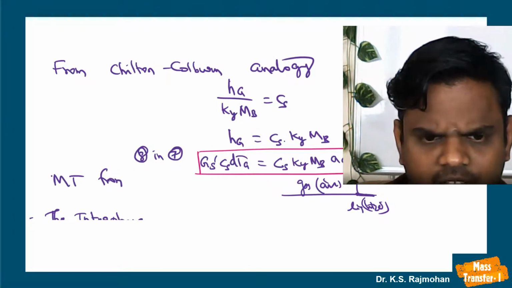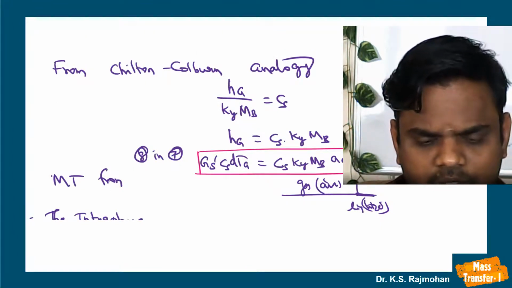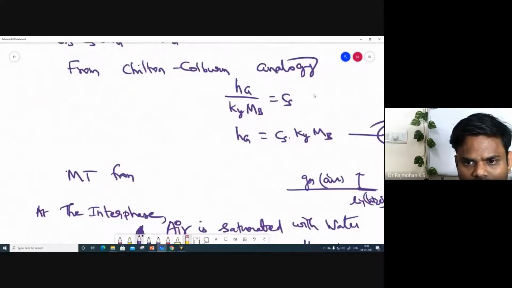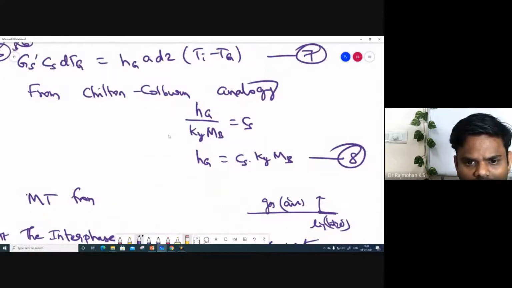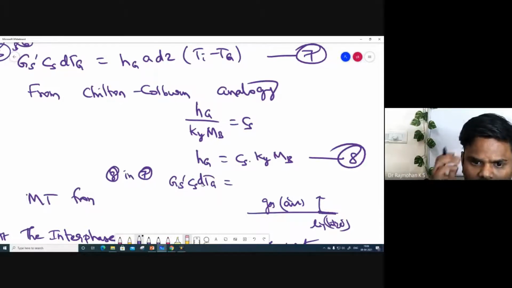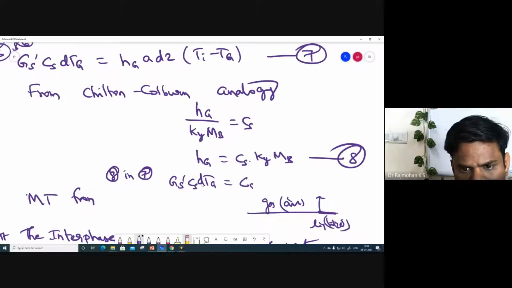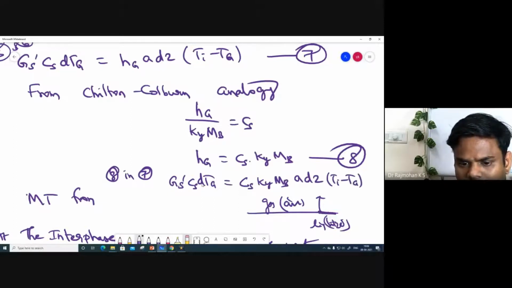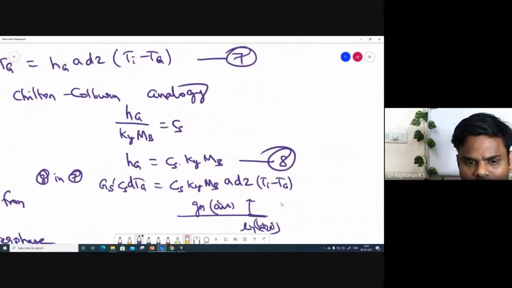So in this lecture, we will continue to derive the expression. Okay. How we got 9? Substituting 8 in 7, we get equation number 9. Gs dash Cs dTg is equal to, instead of Hg we can write full terms, right? So instead of Hg we can write Cs Ky Mb into A dz into Ti minus Tg. Let it be equation number 9.